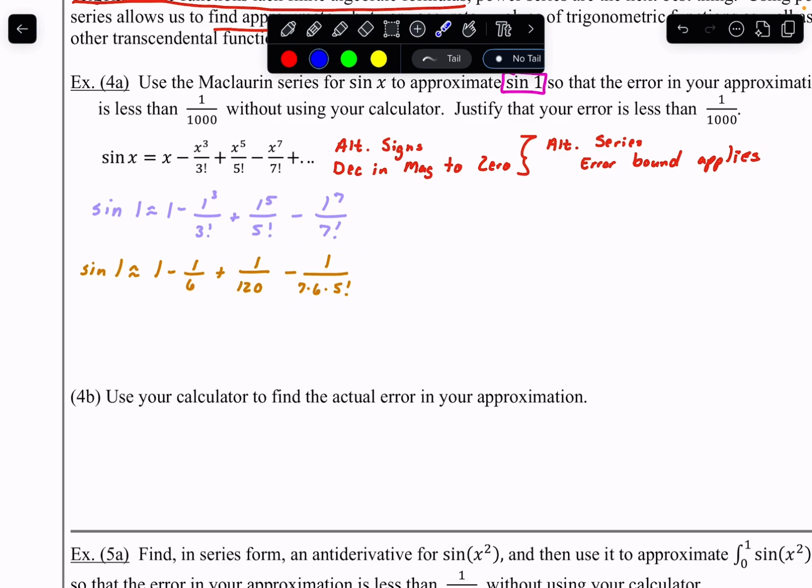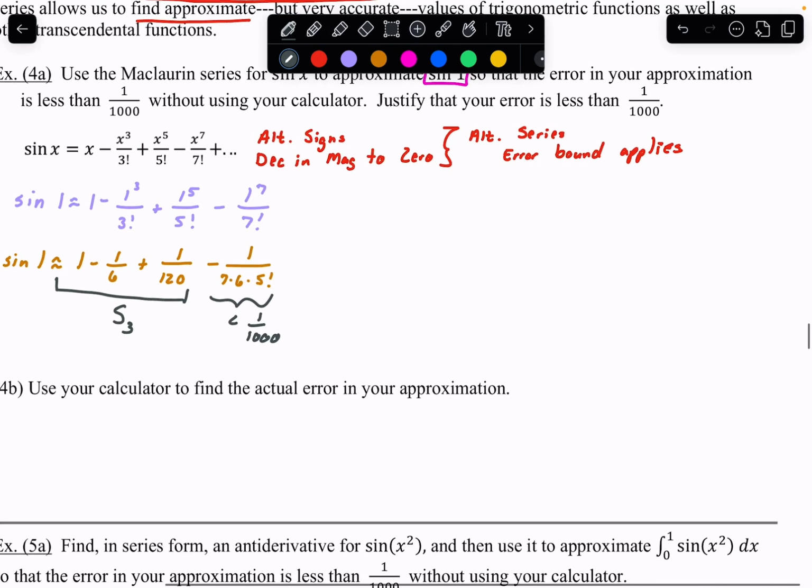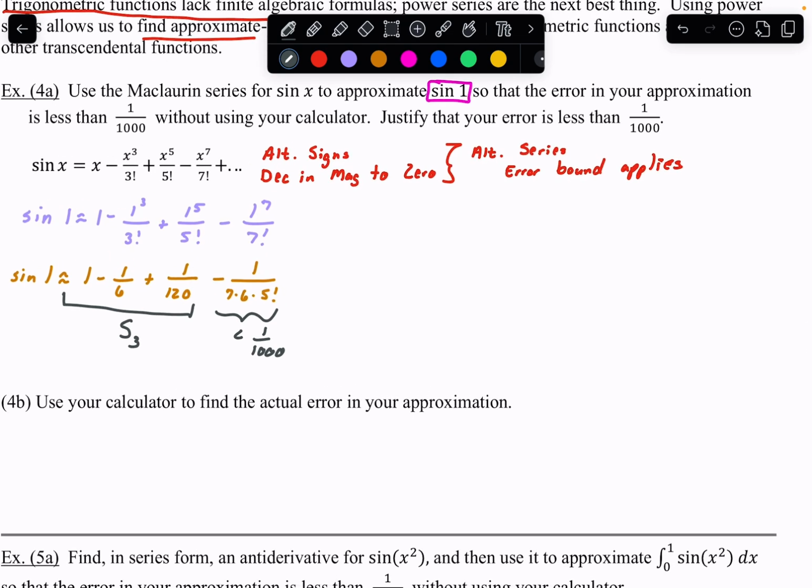This value, I know this is 42 times 120. Even if I don't know that number, I know that this fraction is less than 1/1000th. So this is less than 1/1000th, which means I'm going to use a partial sum with 3 terms to do my estimation to guarantee that my error is less than 1/1000th. So sine of 1 is going to be approximated by a sum with 3 terms. We're going to do 1 minus 1/6 plus 1 over 120.